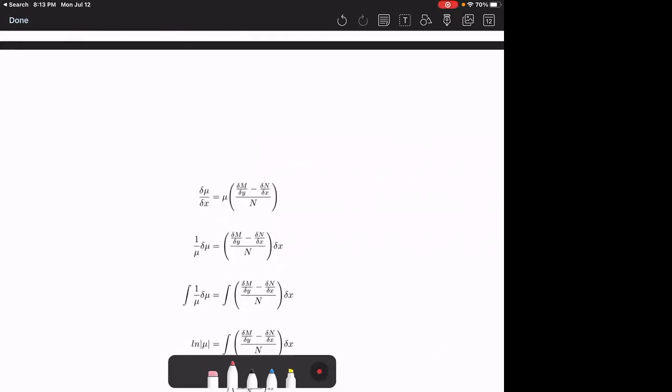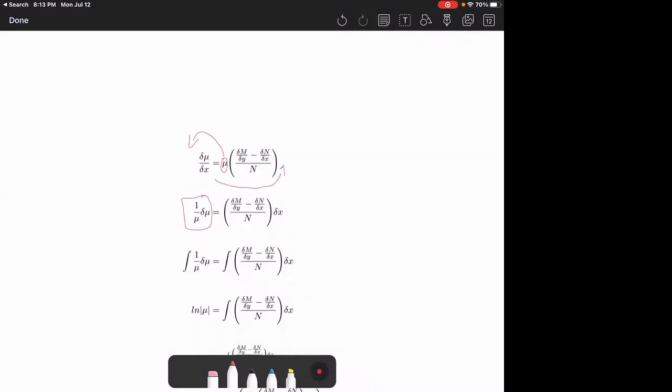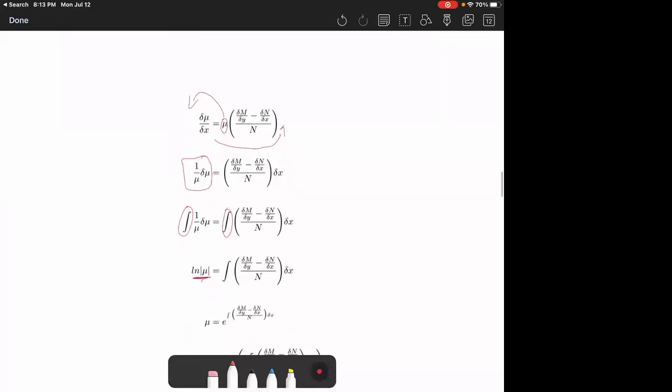Now, how would we accomplish that? We would want to get all of our mu's on the left and all of our x's on the right. So we have our 1 over mu d mu. And on the right, we have all these x and y functions, but we're only taking the derivative with respect to x. So now we're going to integrate both sides, integrating with respect to x on the right. The left side's simple enough, that just becomes ln of mu. The integral on the right side, we don't have enough information to simplify that yet.